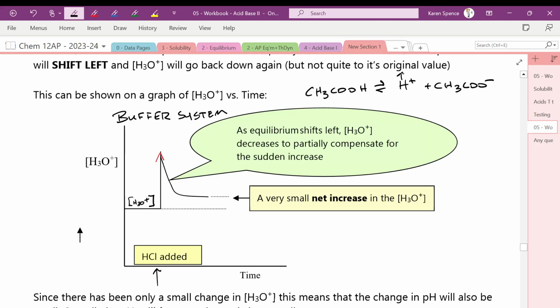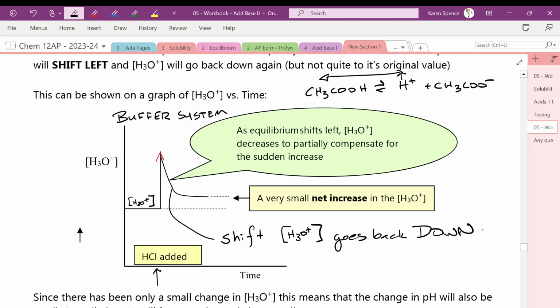So this increases, this shifts to the left, and as it shifts to the left, the hydronium or hydrogen ion concentration goes back down. However, we end up with a small net increase. Okay, so that's what it would look like on a graph.